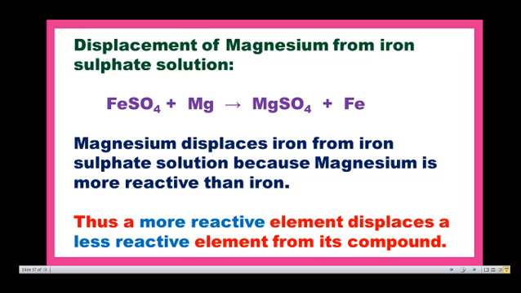And here we have taken iron sulfate, in that magnesium is added. So after a few hours magnesium sulfate is formed. Iron is left out from the solution because magnesium is more reactive than iron. So a more reactive element will displace a less reactive element.